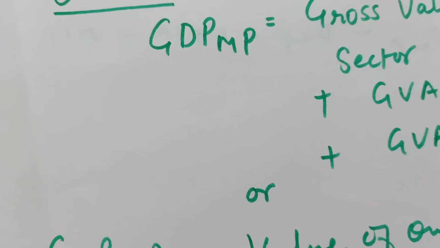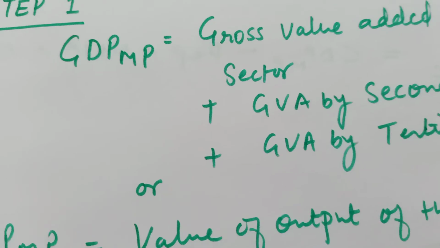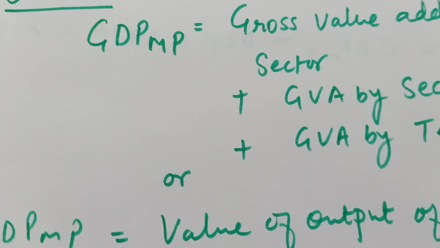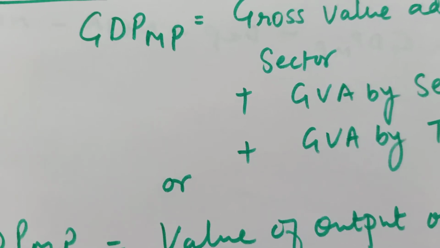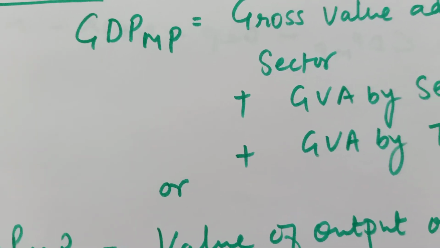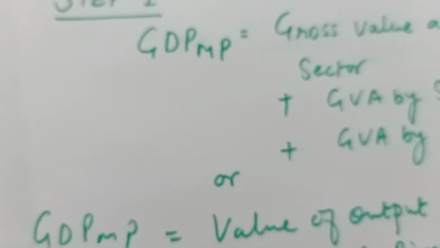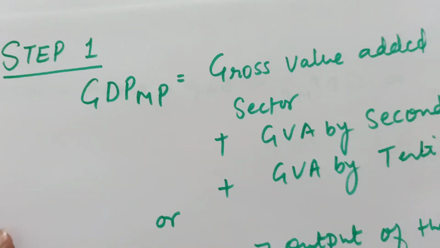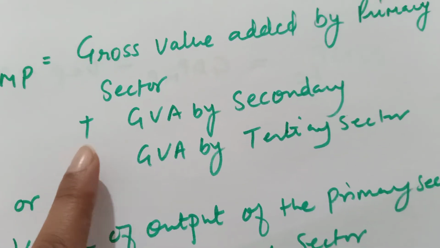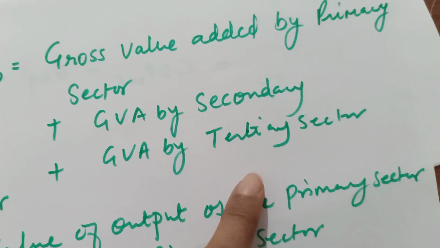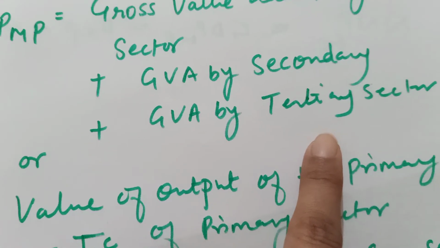So we classify the producer enterprises into three main sectors, that is primary sector, secondary sector and tertiary sector. The sum of value added by all the sectors in the domestic territory of the country gives us the domestic product. So we will follow this step number 1. GDP MP is equal to gross value added by primary sector plus gross value added by secondary sector plus gross value added by tertiary sector.